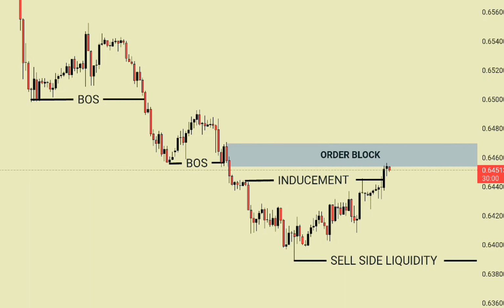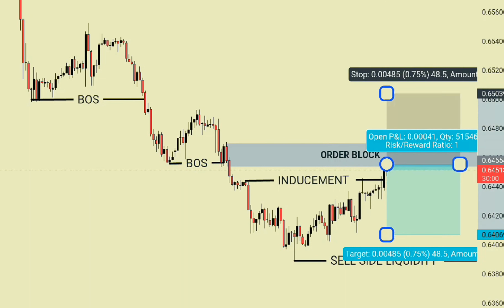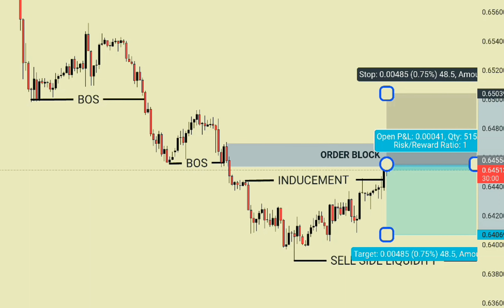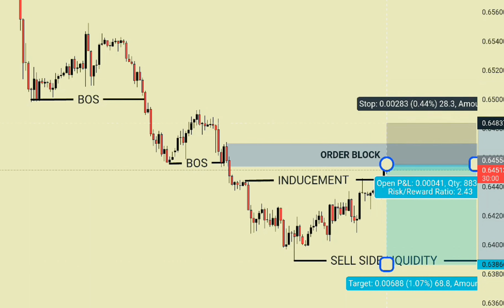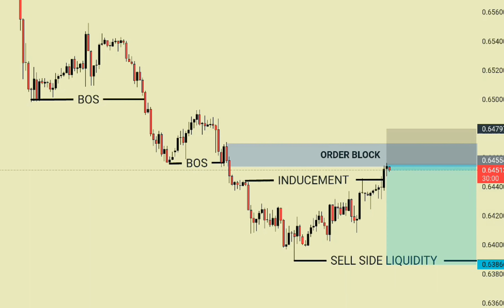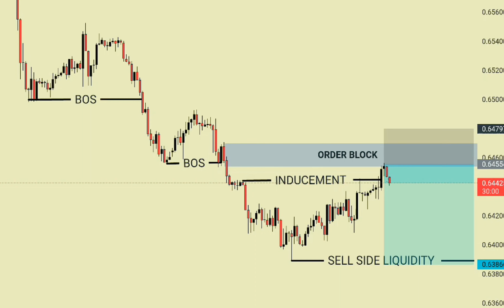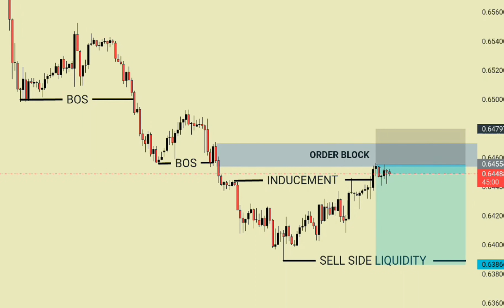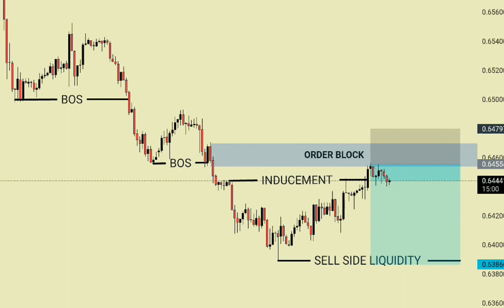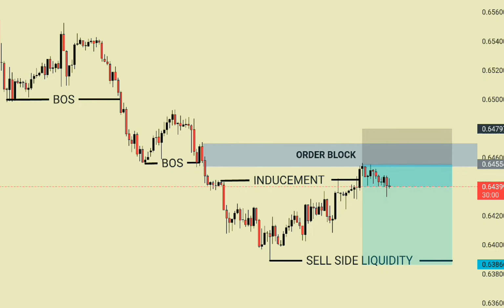Once price taps the bearish order block and shows rejection, we execute our sell entry. The entry is inside the order block, and the target is the sell-side liquidity zone marked below. As you can see, price reacts beautifully and delivers cleanly from the order block down into sell-side liquidity. This is a perfect smart money delivery model.